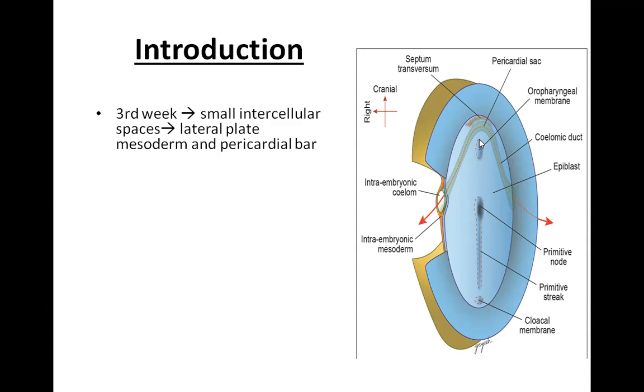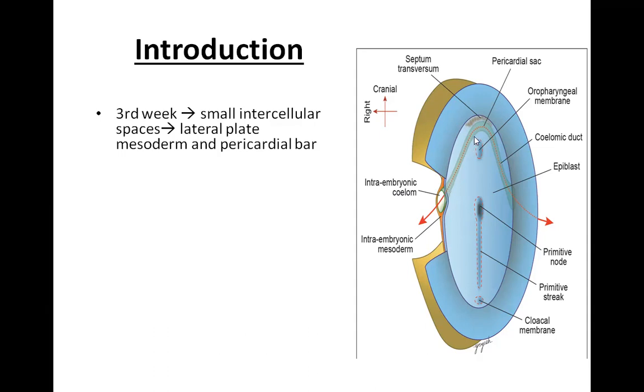Over here, this is the oropharyngeal membrane where the ectoderm is closely adherent to the endoderm and mesoderm is not there. Ahead of this is a pericardial bar or the cardiogenic area. Then is the central part of this intraembryonic coelom, and ahead of this is the septum transversum. This is also mesodermal in origin. So over here, this one is the lateral plate mesoderm.